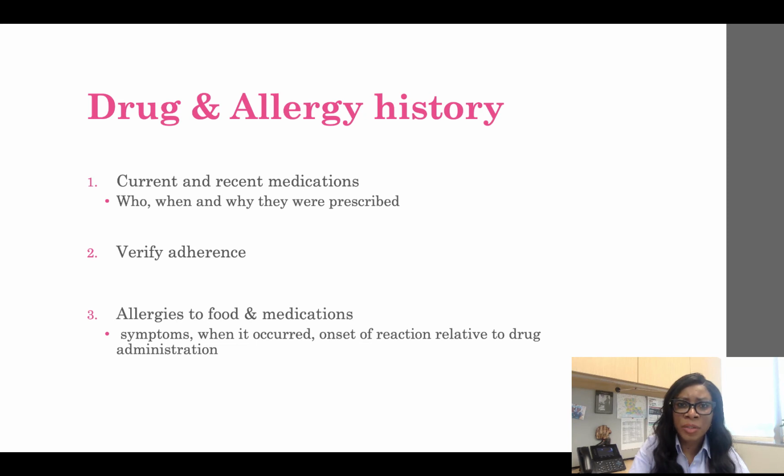Ask about allergies to food and medications. For every said food or medication allergy, ask what the symptoms were when it occurred. Ask what the onset of that reaction was relative to when the drug was given. The reason to ask these questions for food or drug allergies is because that helps you determine if the allergy is a true allergy and if that drug should be completely avoided or if it can still be trialed on that child.